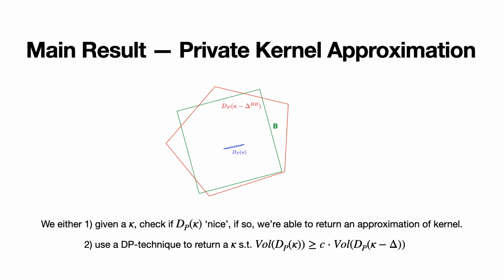First, we need to prove that there exists such a good kappa. And there are existing results showing that the lower bound of the volume of any non-empty Tukey region is bounded. So, there exists such a good kappa. And we are able to propose an algorithm that privately releases a good kappa.